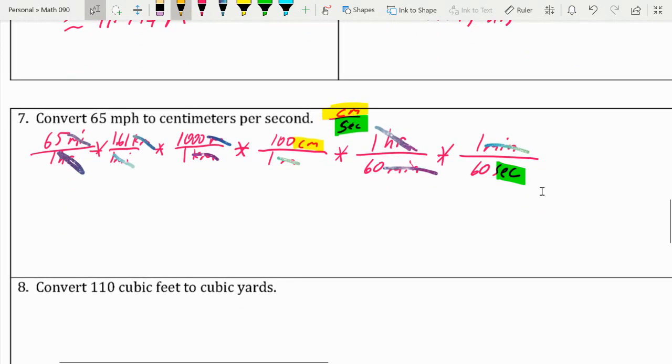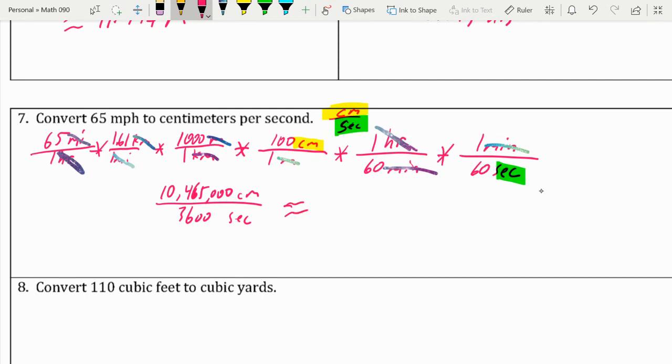You multiply all the numerators together, multiply all the denominators together. So the numerators, sorry, that's supposed to be a 6, and then over 3,600 seconds, and this is approximately equal to 2906.94. That 4 was repeating when I was doing it on my calculator, centimeters per second.